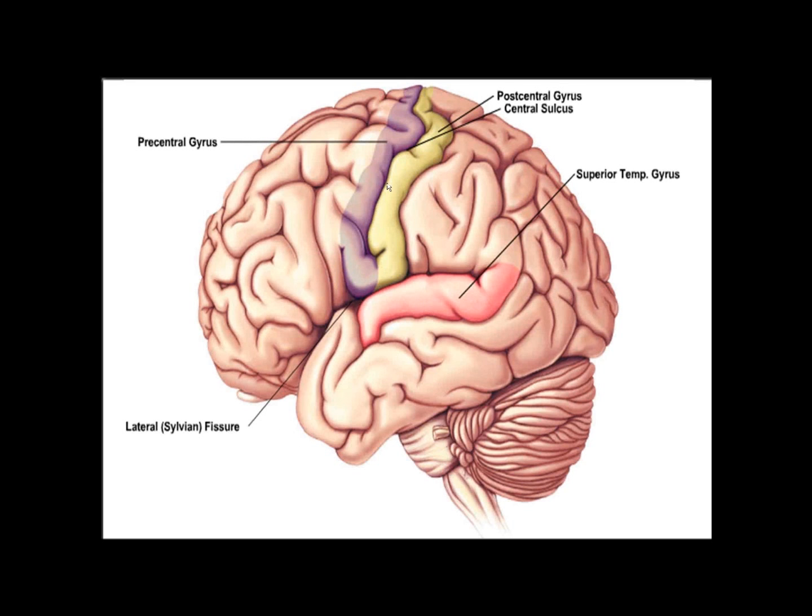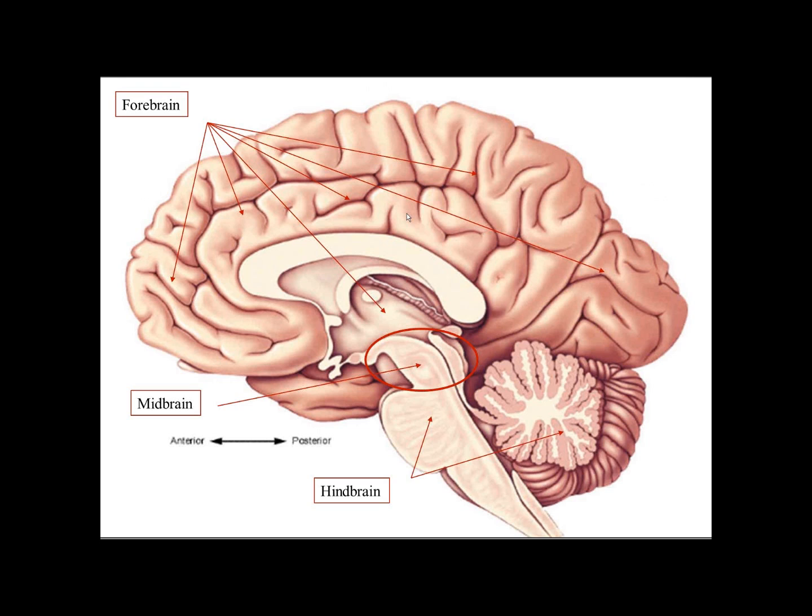So here's an example. Here's the precentral gyrus, which is the motor cortex, the postcentral gyrus, which is the sensory cortex, roughly speaking, of course. The central sulcus we have here. We have the superior temporal gyrus, so again that's a ridge on the surface of the cortex, and the sulcus is a space. We have the lateral or sylvian fissure here that separates the temporal lobe from the frontal lobe.